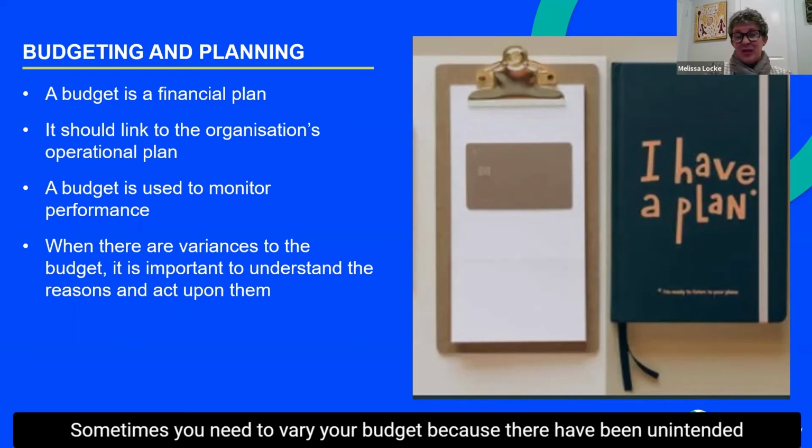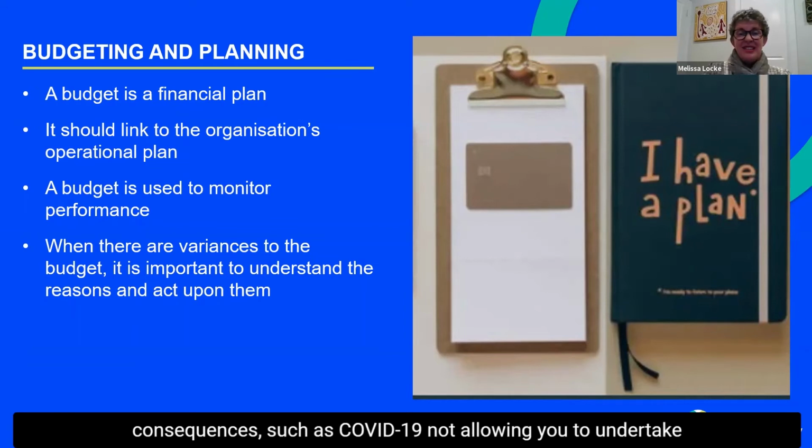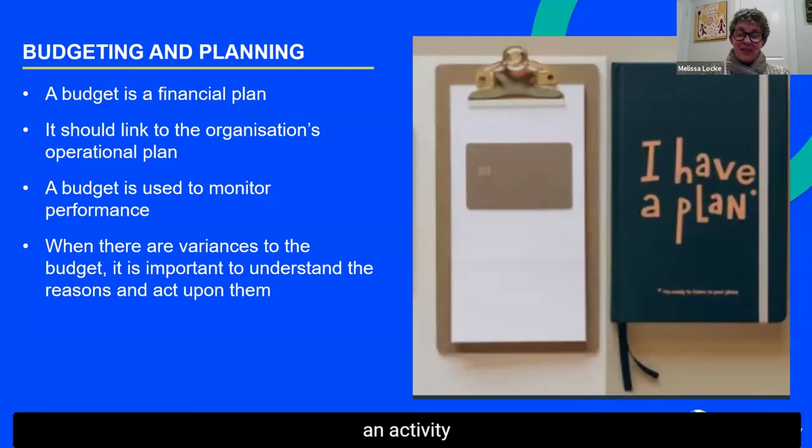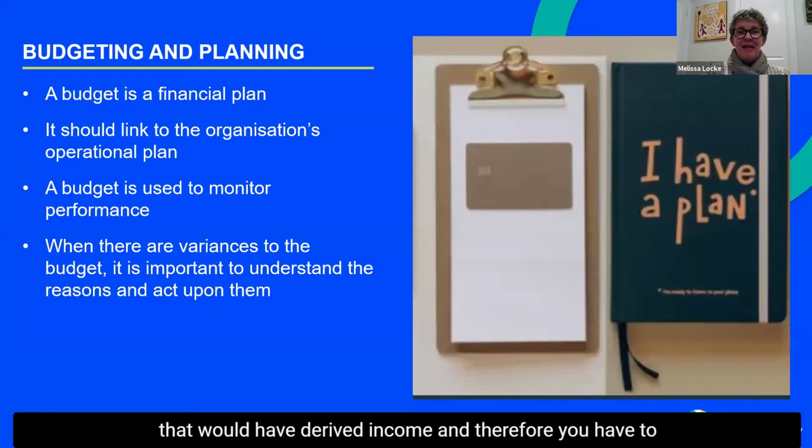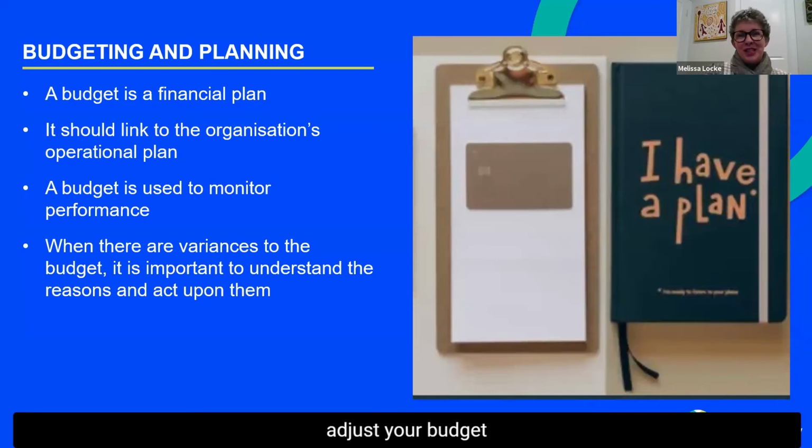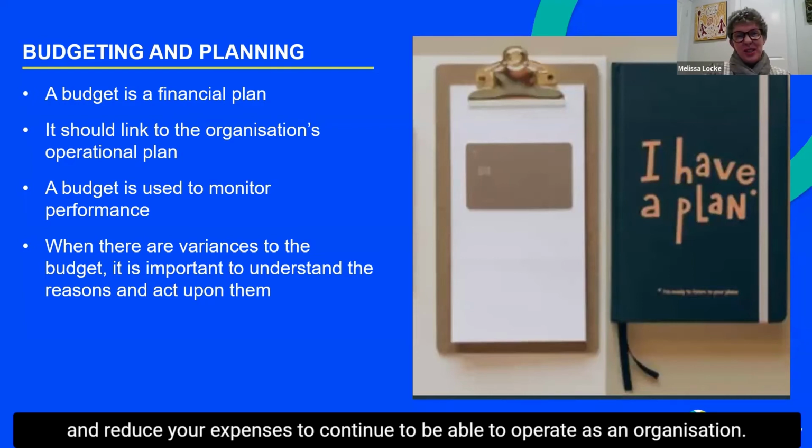Sometimes you need to vary your budget because there have been unintended consequences, such as COVID-19 not allowing you to undertake an activity that would have derived income, and therefore you have to adjust your budget and reduce your expenses to continue to be able to operate as an organisation.